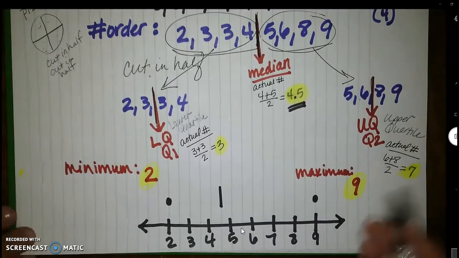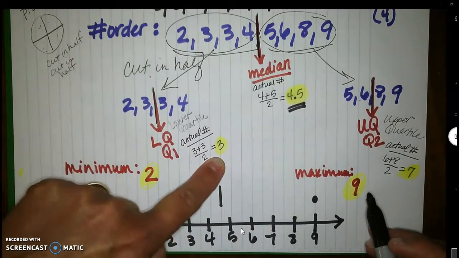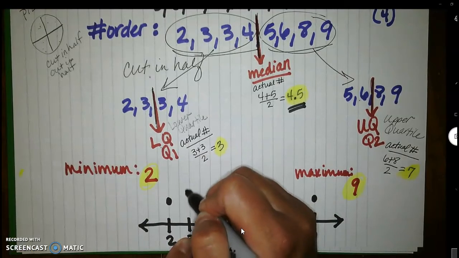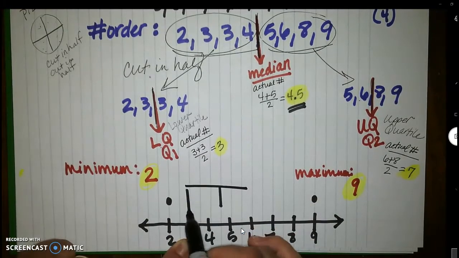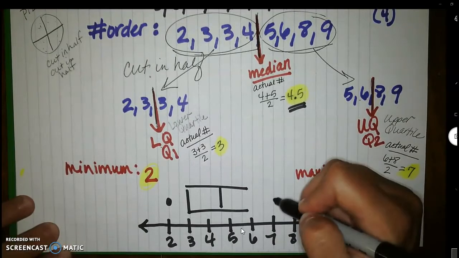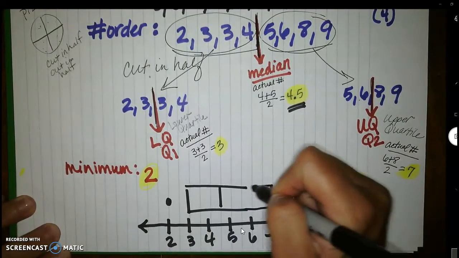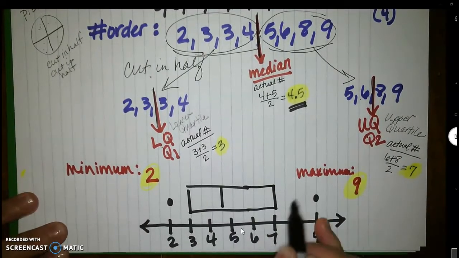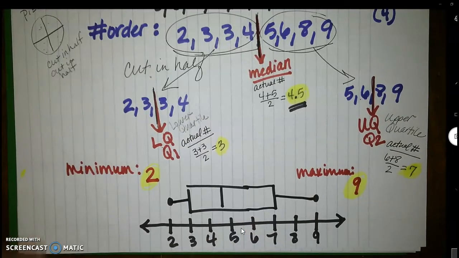So let's go do that. Lower quartile we have at 3, so where my 3 is, here's one side of my box. Okay. My upper quartile is all the way over there at 7, and so here's that box. And now that I know where the box is ending, I'm just going to draw the whiskers. And there we go. That's what it looks like.